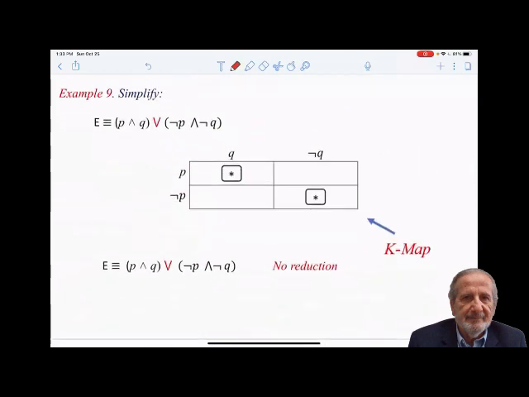This is an example where there is no possible simplification. Those are not adjacent. They have to be adjacent. This one and this one are not adjacent, so you can't do anything about it. The expression stays the same.